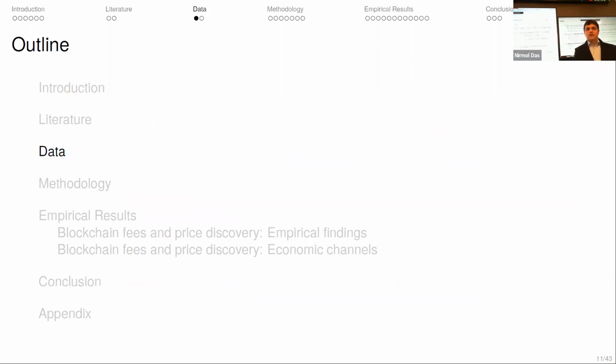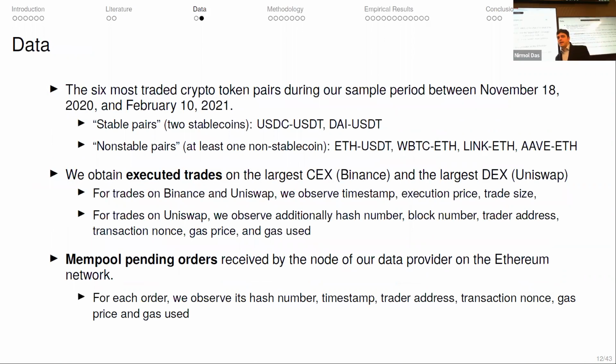Okay, so let me discuss the data. We look at the sample period between November 18, 2020 and February 10, 2021. The cutoff dates are basically chosen to avoid the period before November 18, which was essentially the period where Uniswap, which is the largest decentralized exchange, was holding a staking program for their tokens.